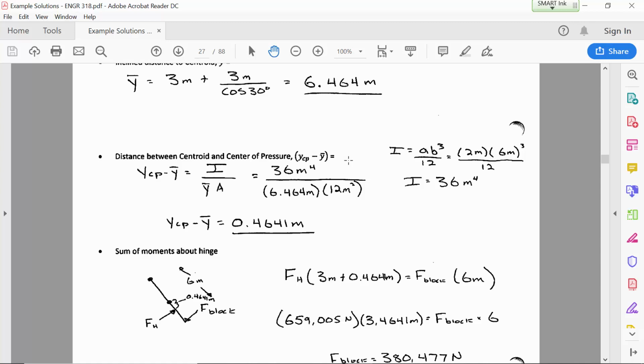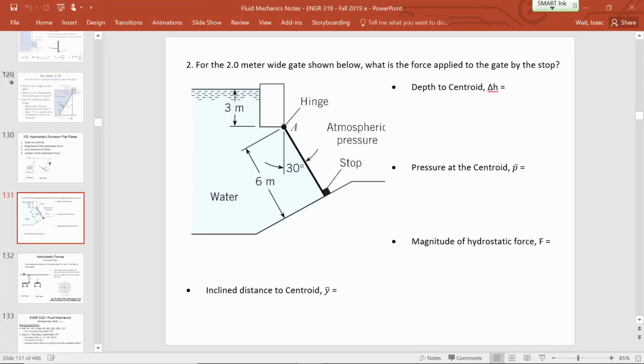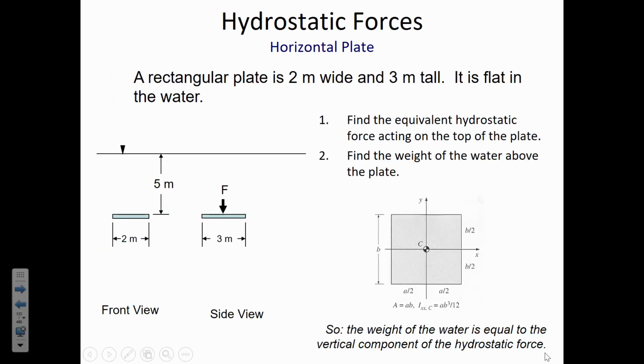So we started with plates that were vertically oriented, and they're easy because delta H and Y bar are the same if it's vertically oriented. And then we talked about, if it's at an angle, how to calculate the hydrostatic force there. We can take it to an extreme, and we can say, what if we keep laying it down at more of an angle, more of an angle, and now what if it's horizontal, like is shown here? So what about the case of a plate that is 2 meters wide, 3 meters long, and it's horizontally oriented?